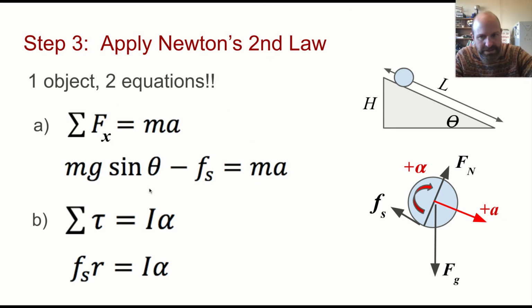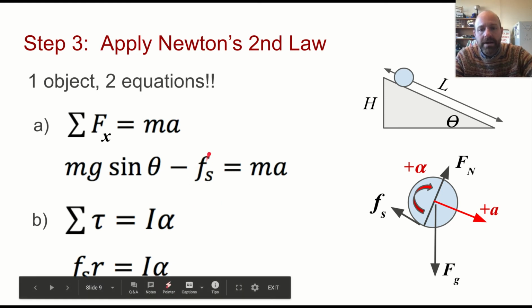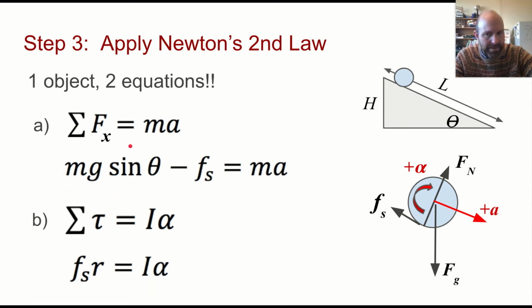Now, there's a couple of interesting things here, right? If this were just an object sliding down a frictionless ramp, the force of static friction term wouldn't exist. And we would just have mg sine theta equals ma, and the acceleration would be g sine theta. But now we are going to get an acceleration that is smaller than that because we're subtracting force of static friction, which should make sense, right?